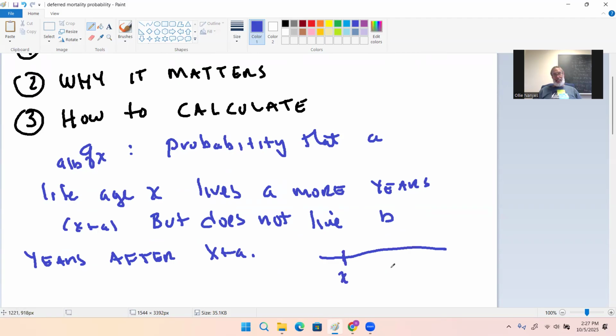let's say here's your life to age X. Well, what this probability calculates is that your life lives to X plus A, so this difference here, let's call it A, but does not live past A plus B plus X. So this distance, this number is A, and this number of years is B. Okay, so that's what it stands for.